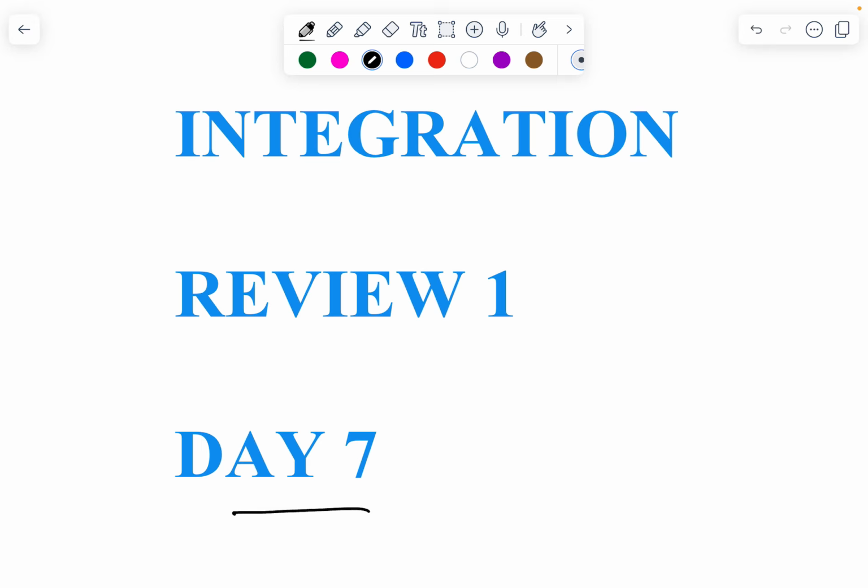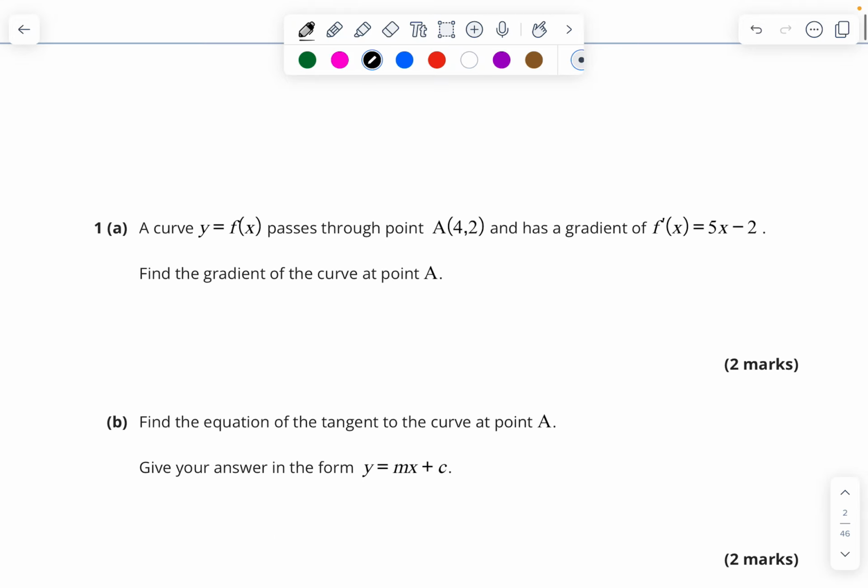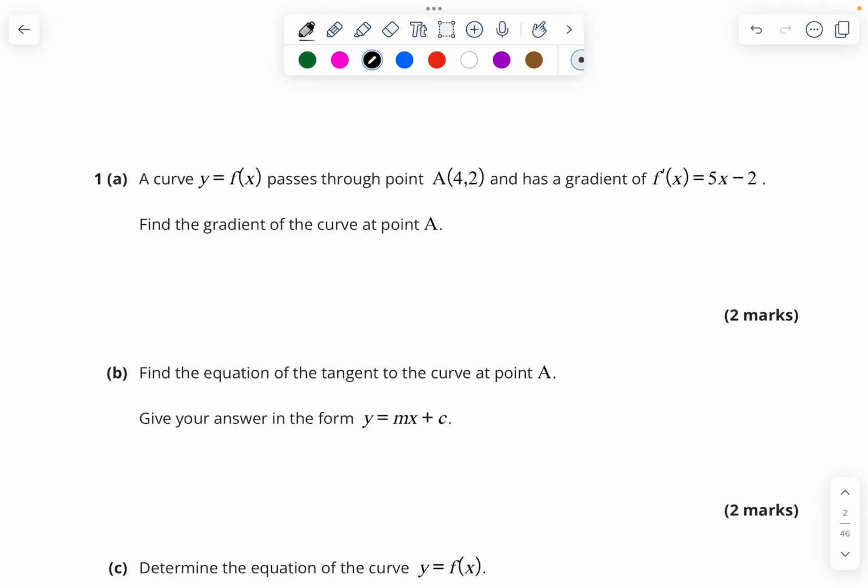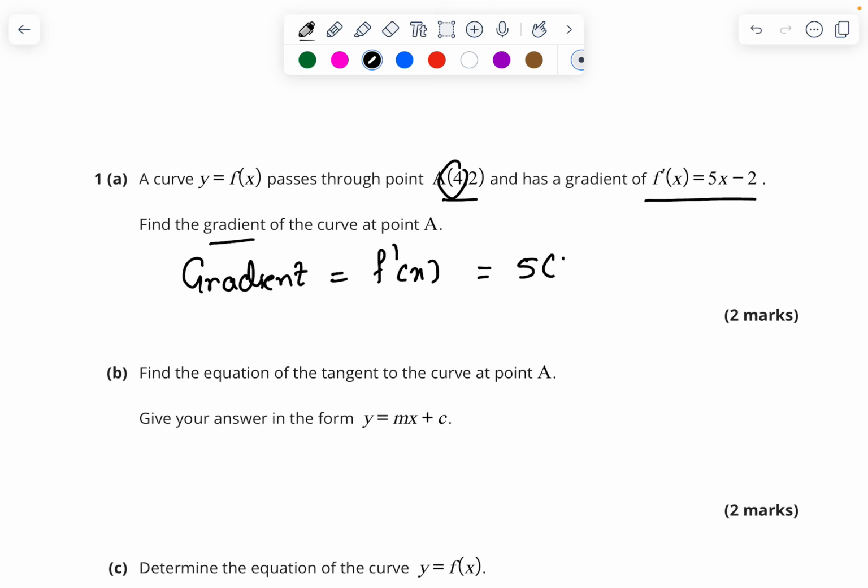So, we are going to solve these questions. From question number 1 to 5 for this Day 7: a curve y equals f of x passes through (4, 2) and has a gradient f prime x equals 5x minus 2. Find the gradient. Whenever he asks for the gradient, gradient means nothing but f prime x. Now 5 times the x value, which is 4: 5 times 4 minus 2, which is 20 minus 2, 18. 18 is going to be the gradient.